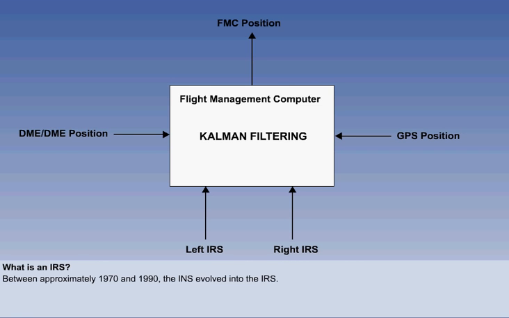This lesson is the first of 3 on the Inertial Reference System, or IRS. Between approximately 1970 and 1990, the Inertial Navigation System, which we studied in previous lessons, continuously evolved and developed. Instead of having a single standalone system with its own present position display, it became normal to have 2 or even 3 inertial sensors which pass their outputs to a central computer. Each of these inertial sensors is called an Inertial Reference System, and its outputs go to the flight management computer.